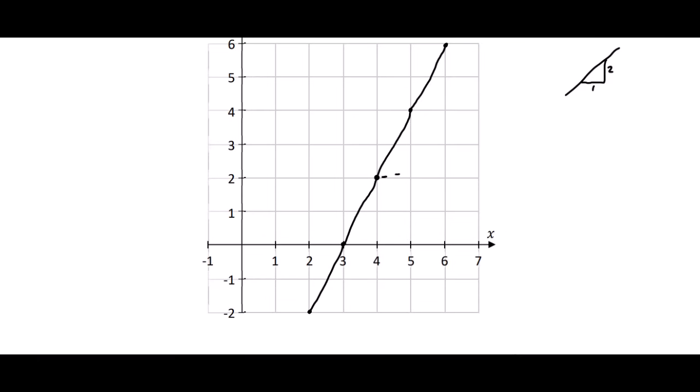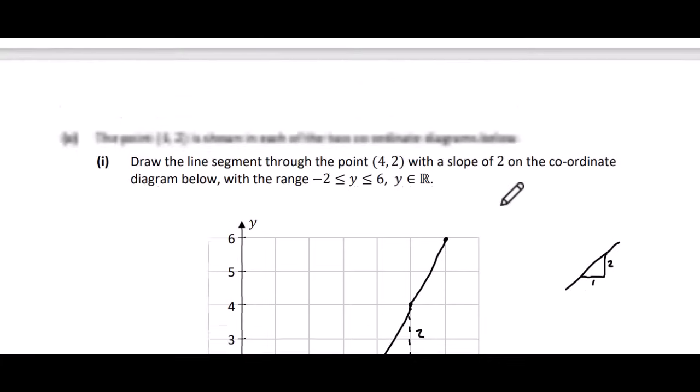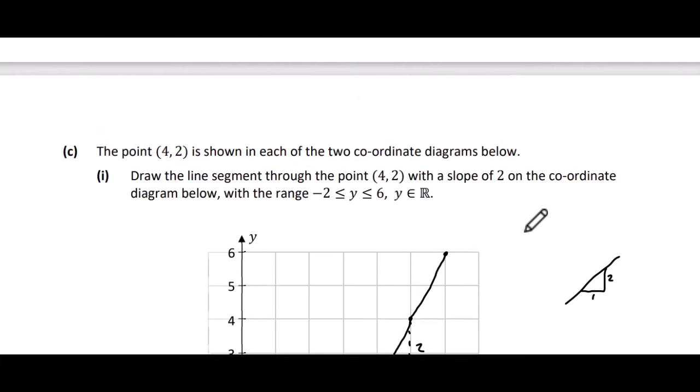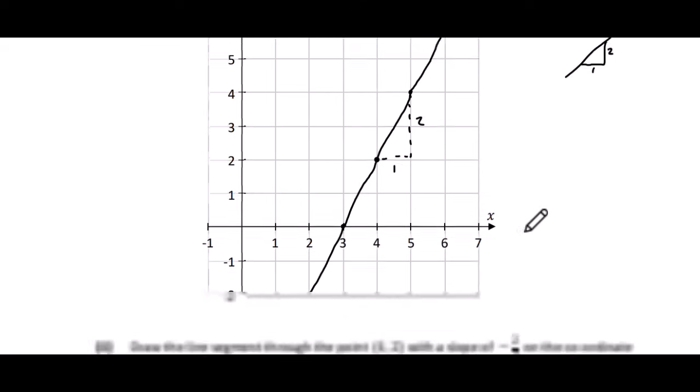And you can see here, if you go over 1, you go up 2 squares, so that's 2 over 1, giving us a slope of plus 2 over 1. If it slopes this way, it's positive. If it slopes this way here, it's negative. Okay, so that's all we had to do there in the range y from minus 2 to 6.